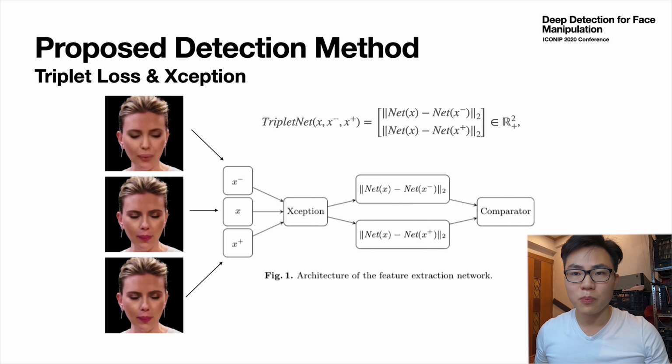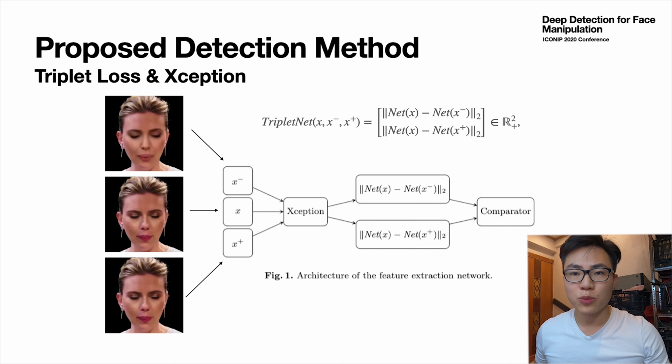Specifically, inspired by the paper, Deep Metric Learning Using Triplet Network, we design three samples with two positive samples, one of which is the anchor, and one negative sample, and then formulate the loss by minimizing the distance between the positive sample and the anchor, and maximizing the distance between the anchor and the negative sample.